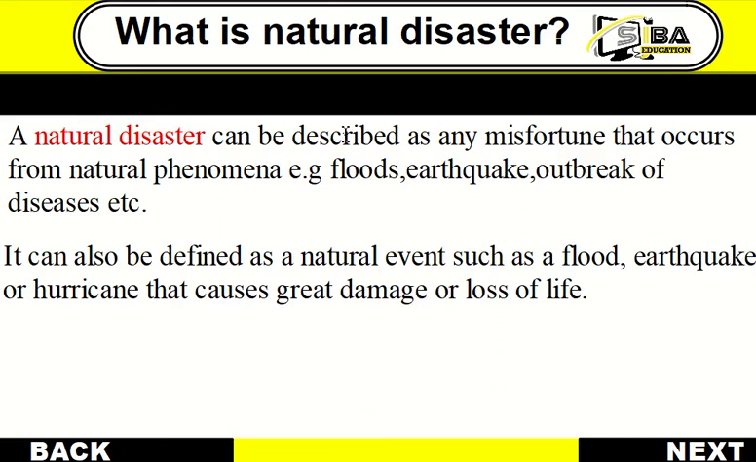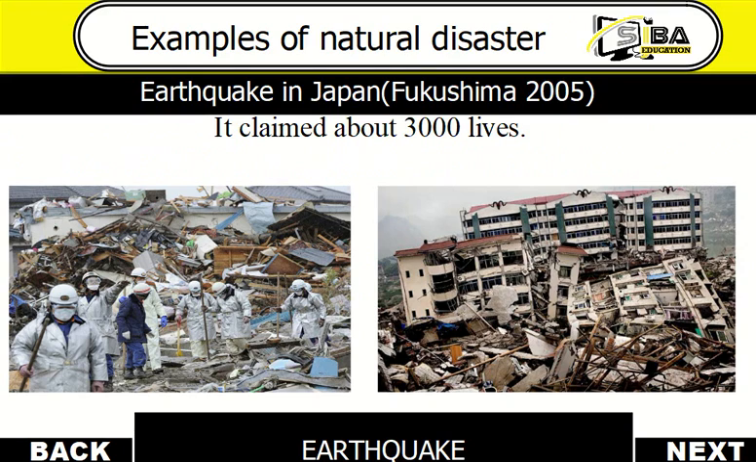Let's take a look at what natural disaster is. A natural disaster can be described as any misfortune that occurs from natural phenomena. Examples are floods, earthquake, outbreak of diseases, etc. It can also be defined as a natural event such as flood, earthquake, or hurricane that causes great damage or loss of life. Examples of natural disaster.